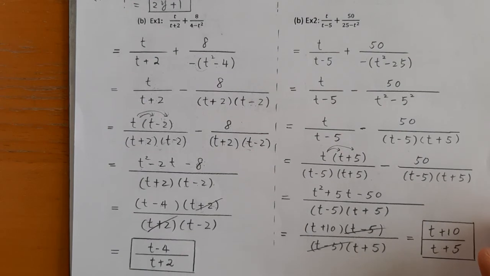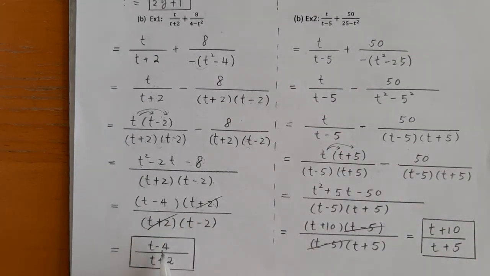Then cancel the common factor t plus 2, and you will get this answer. And this you cannot reduce. You cannot cancel t, or do 4 divided by 2, because you have to subtract first, add first, and then divide. It's not t divided by t, or 4 divided by 2.